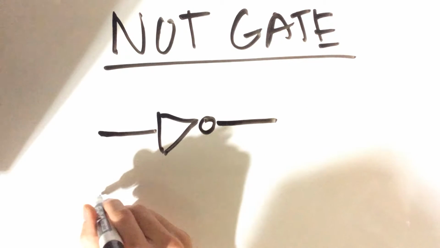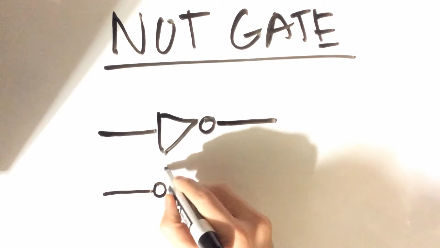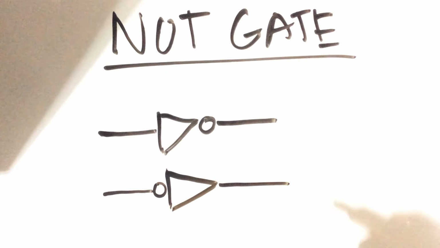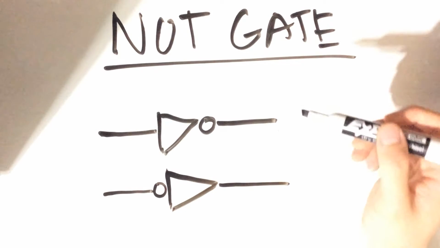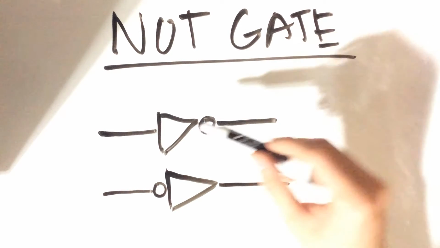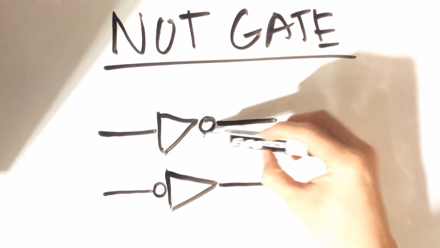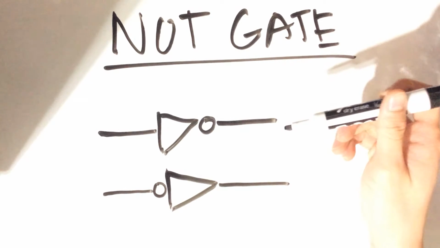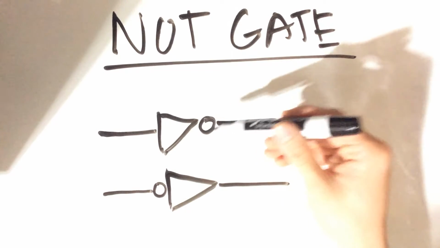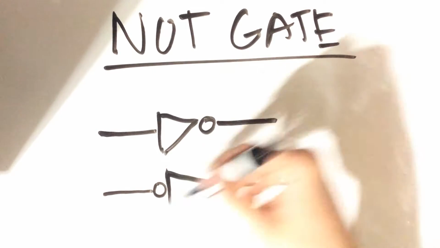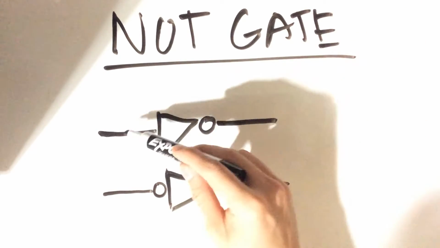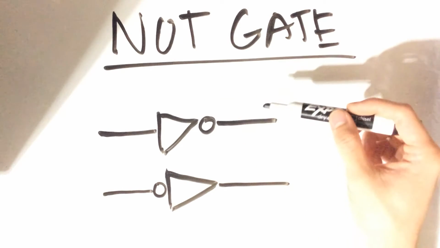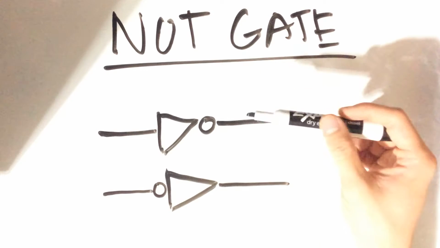Now, there's another way of representing this right here. There we go. Now this might look confusing at first, but trust me, it gets easier. This circle right here is called an inversion bubble. What this whole gate basically does for us is it inverts our input.